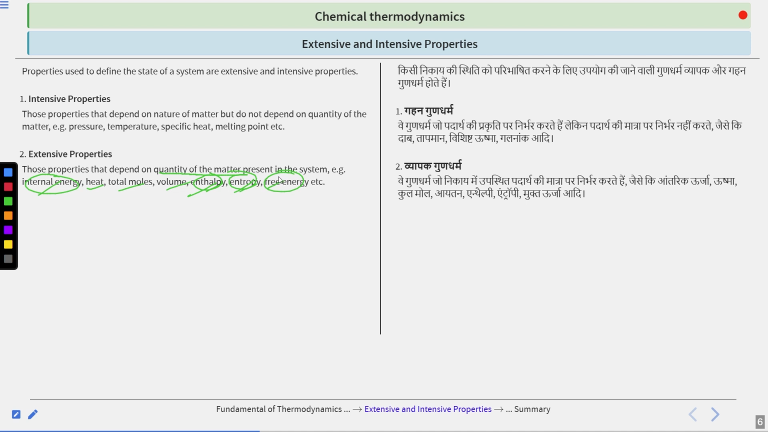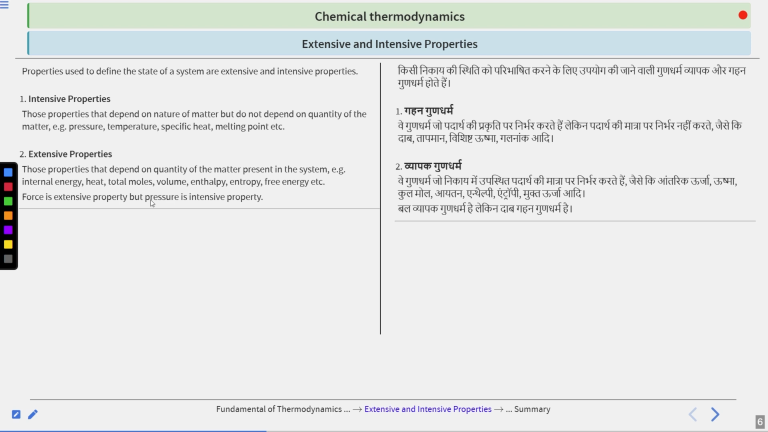All the thermodynamic properties, or rather these functions, like your internal energy, enthalpy, or say your Gibbs free energy, entropy, Helmholtz free energy. All of these will be what? They all will be your extensive properties.